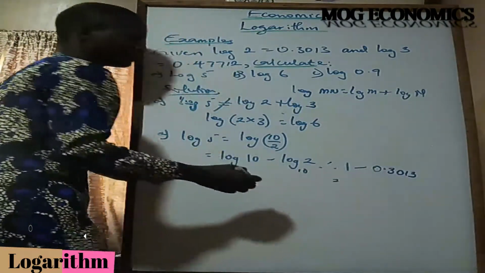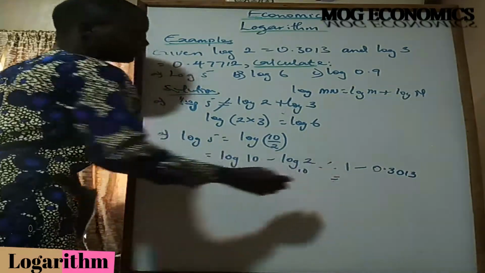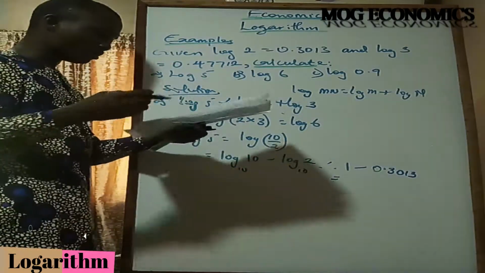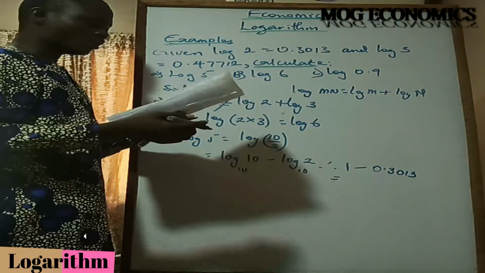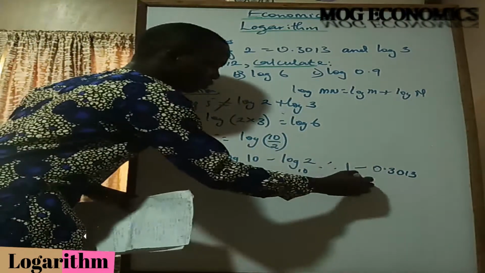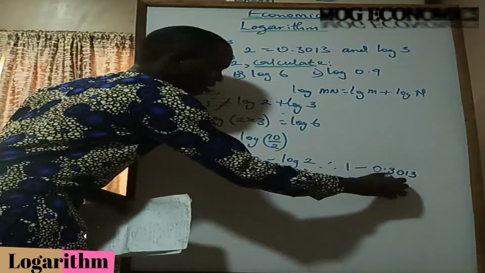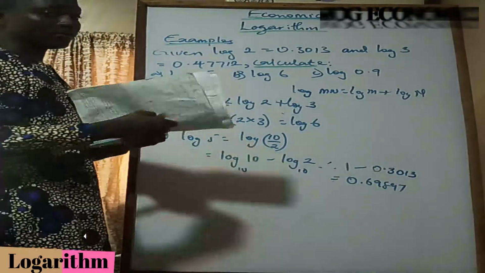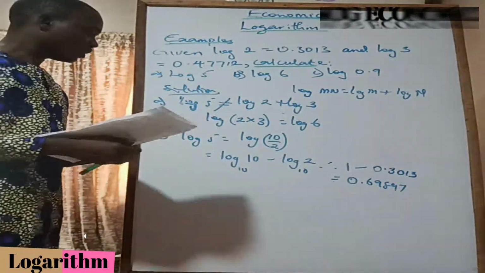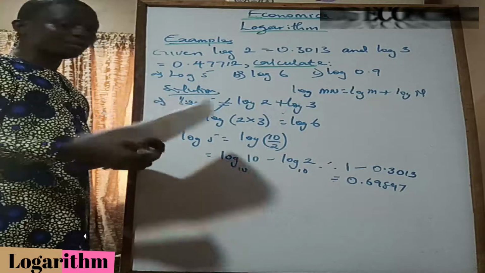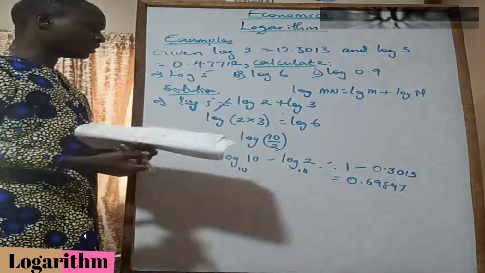So when we do the subtraction, we are going to get 0.69897. So that's our final answer for that particular one. And then I believe it is understood, right? So you are just improvising.